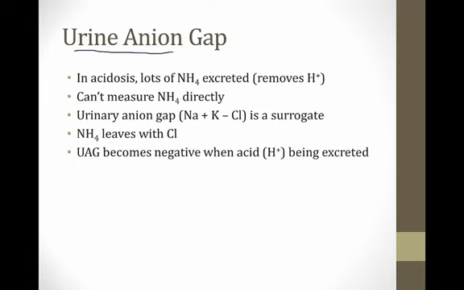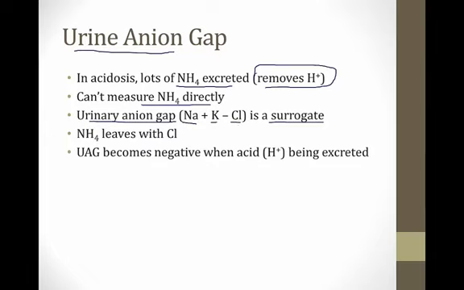Measurement of the urine anion gap is very helpful for making the diagnosis of a type 1 RTA. So when you have an acidosis, lots of ammonia gets excreted. Ammonia is a buffer that helps to remove hydrogen ions. It's difficult to measure ammonia directly, so instead we use the urinary anion gap as a surrogate, and the formula for urine anion gap is different than the formula for the plasma anion gap, so don't get confused. To calculate the urine anion gap, we add the sodium and potassium concentrations in urine and we subtract the chloride.